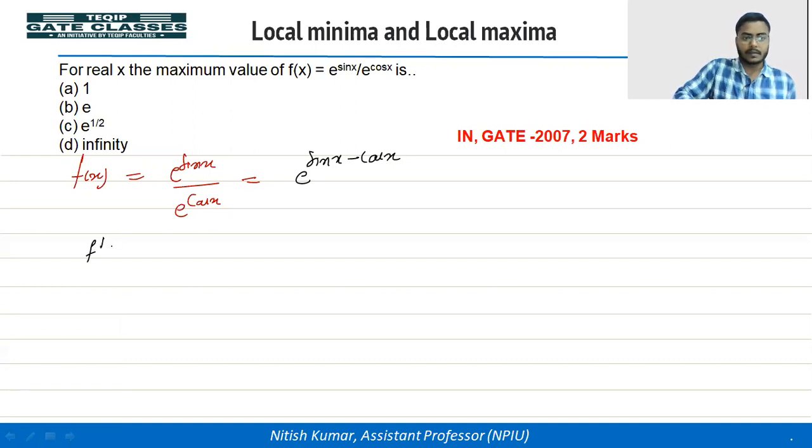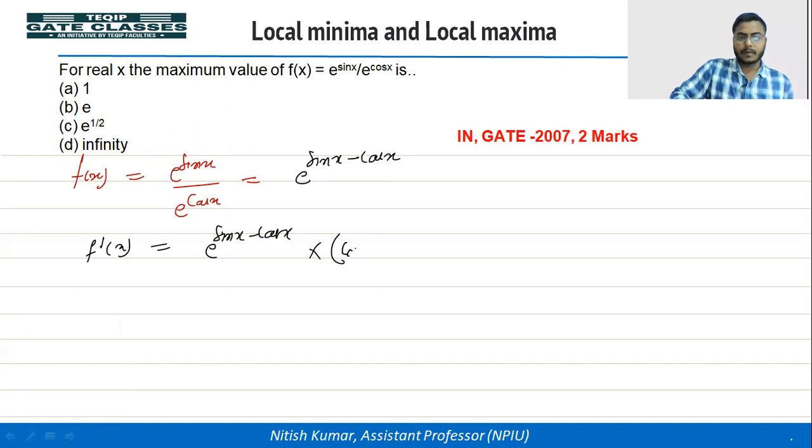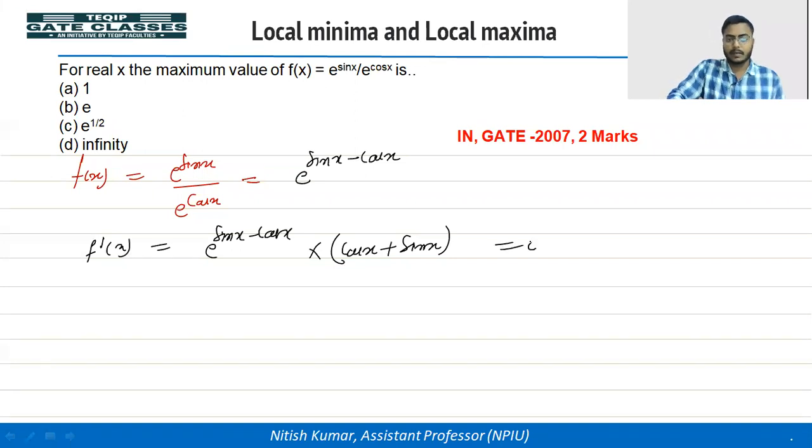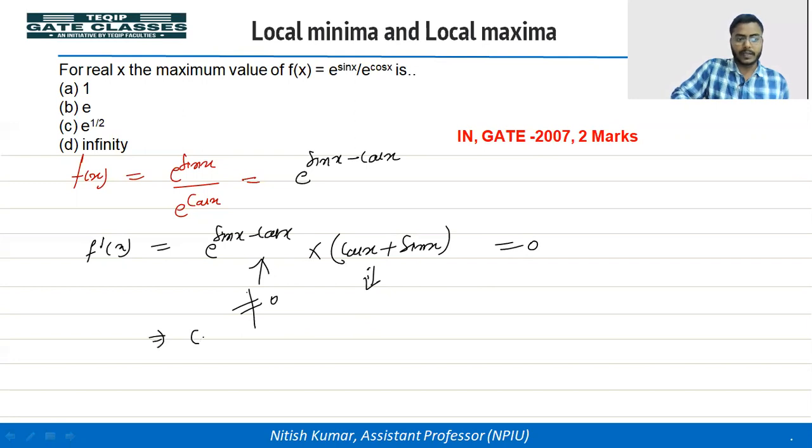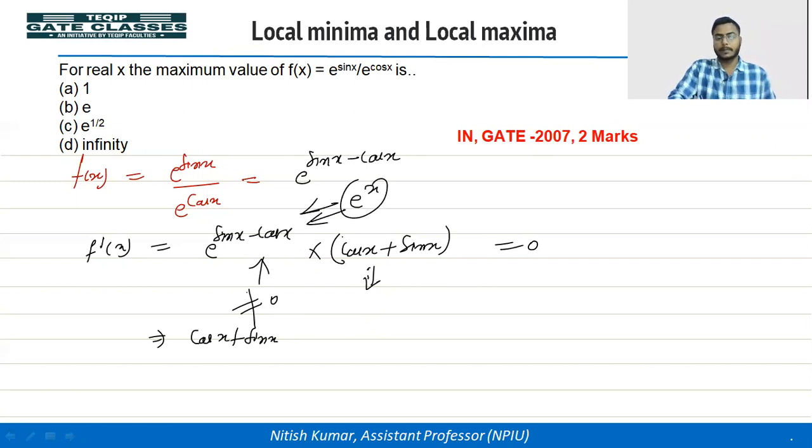So let's differentiate f(x) with respect to x. What will you get? e to the power sin x minus cos x into cos x plus sin x equal to 0. See, this exponential expression will not be equal to 0. So cos x plus sin x will be equal to 0, then dy by dx will be equal to 0, right? Because this function is e to the power x, we can compare with e to the power x.